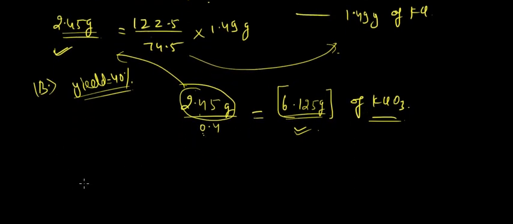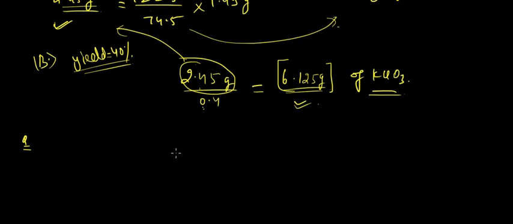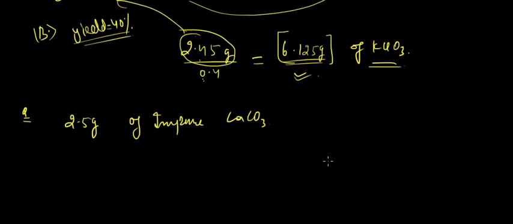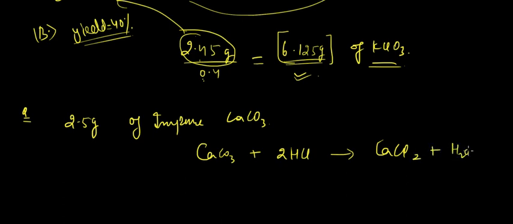Okay, let's do another question wherein we have 2.5 gram of an impure sample of CaCO3 which was treated with excess HCl, which produces 0.88 grams of CO2, not CaCO2. So CaCO3 on reacting with 2 moles of HCl will produce CaCl2 plus H2O plus CO2. This is the reaction which takes place.